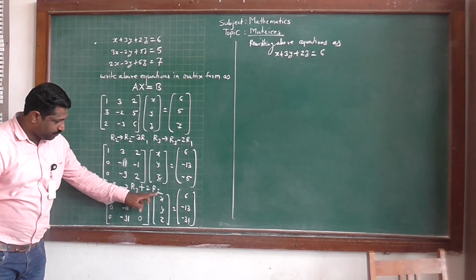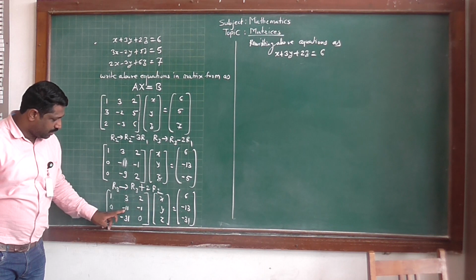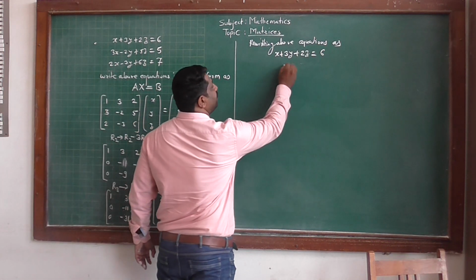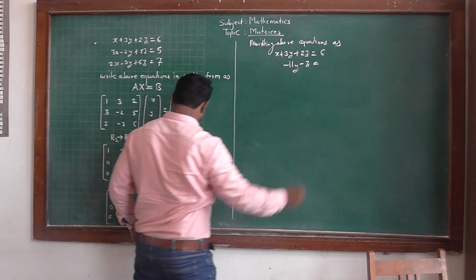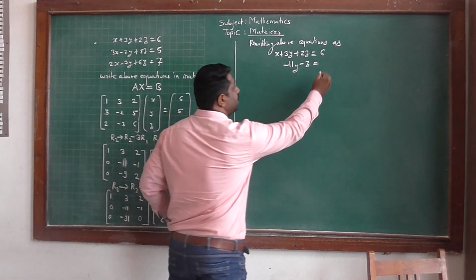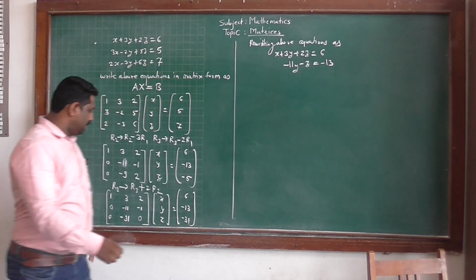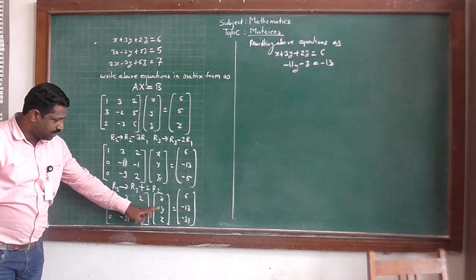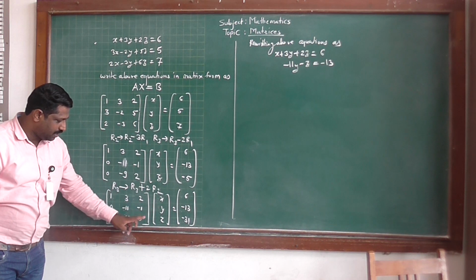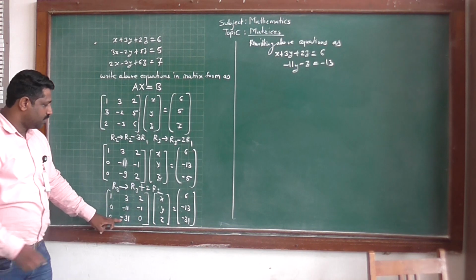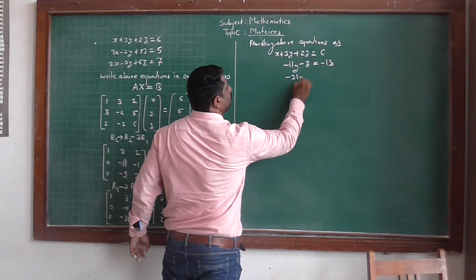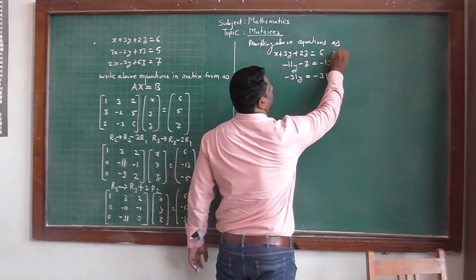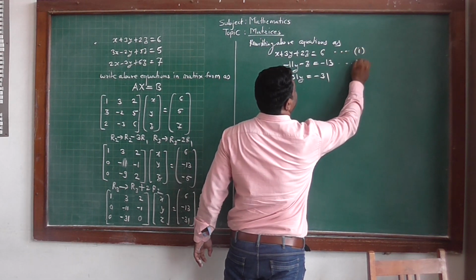Then second row, first column: 0 into x is 0, minus 11 into y, minus 11y, into minus z. So minus 11y minus z is equal to the second element, that is minus 13. Now third row, first column: 0 into x is 0, minus 31 into y, minus 31y, and 0 into z is 0. So that is minus 31y is equal to minus 31, the third element. So this is equation first, equation second.